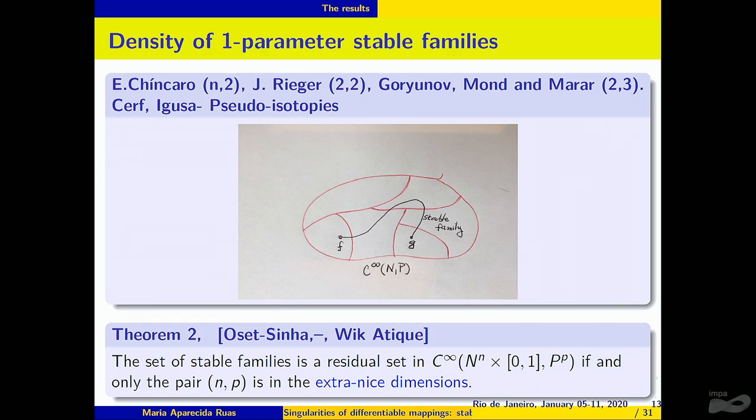Okay? So we have been able, in this theorem with Hao and Roberta, to prove a theorem which is the analog of Theorem A of Mather. We proved that the set of one-parameter stable families is a dense set, that is, a residual set, if and only if the pair NP is in the extended nice dimensions that we defined and have been able to compute. Okay?